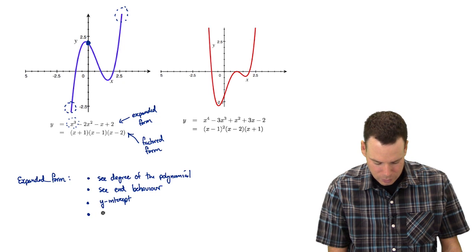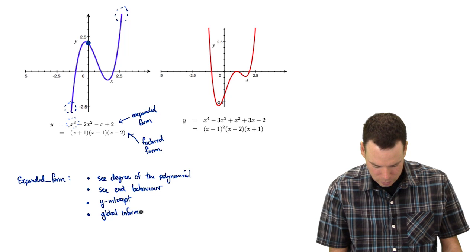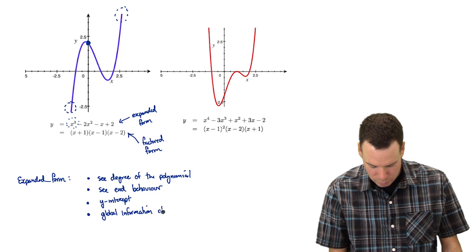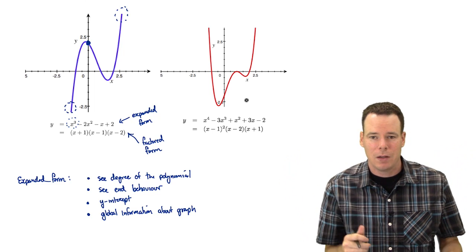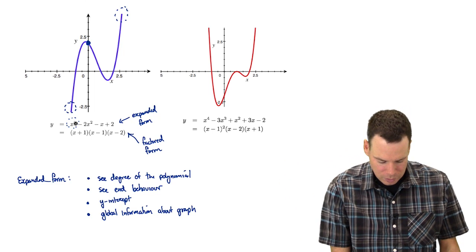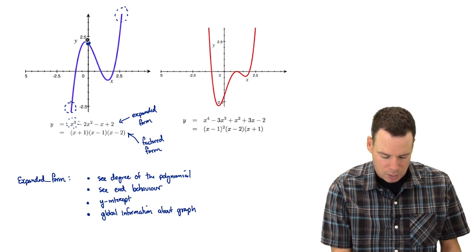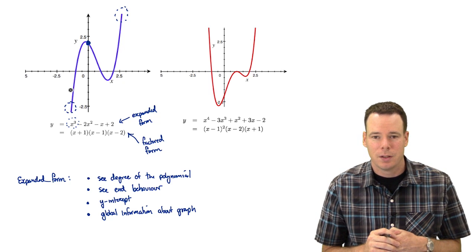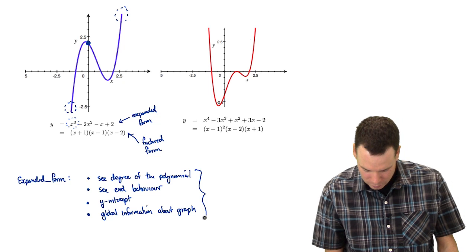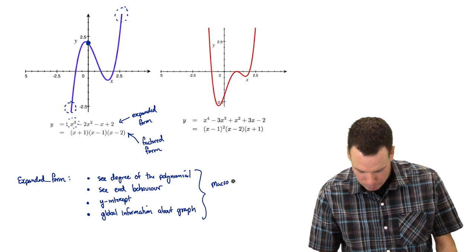In particular, what we get is global information about the graph. All of the stuff that I've just indicated here is sort of what's going on big picture. What's the end behavior? How many bumps are there? Well, if the degree is 3, we can have at most 2 bumps. And we see that here. The number of bumps is going to be at most 1 less than the degree of the polynomial. So all this stuff here is what we know as macroscopic properties, big picture properties.